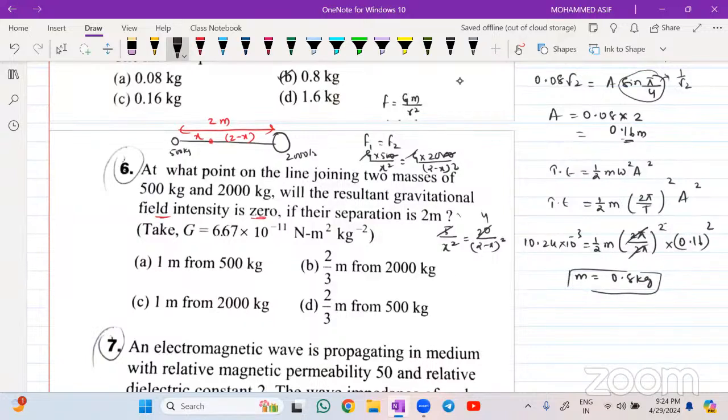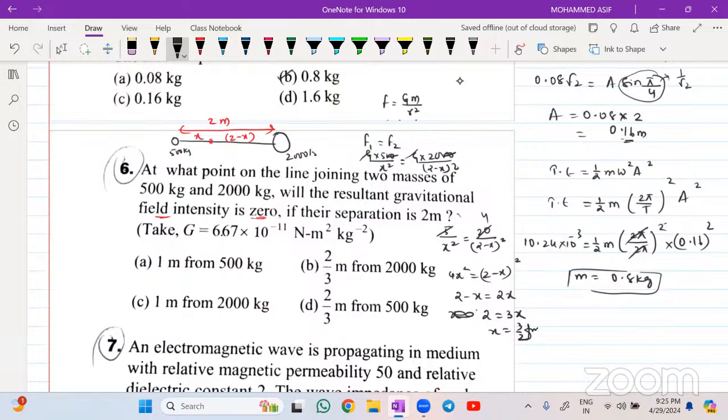So I can write, right now, 4 into x square is equal to 2 minus x whole square. Simplify this. How much will it be? 2 minus x is equal to 2 into x. Take the root of this, square goes away. So the x value will be equal to how much? Minus goes to the other side. So 2 is equal to 3x. So x value will be equal to 3 by 2.